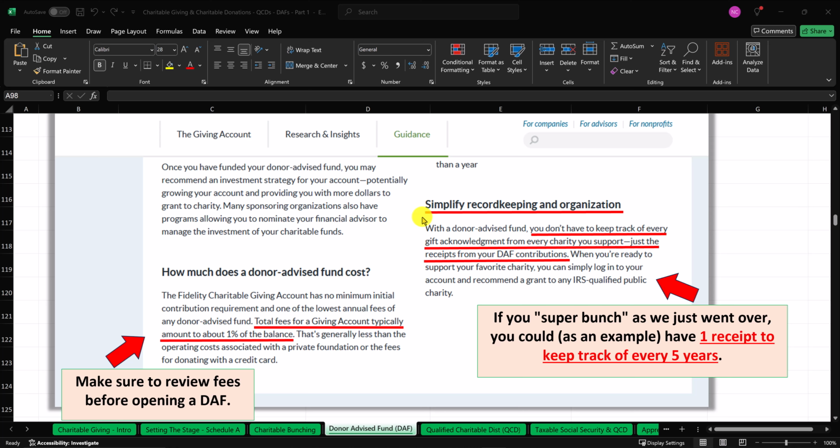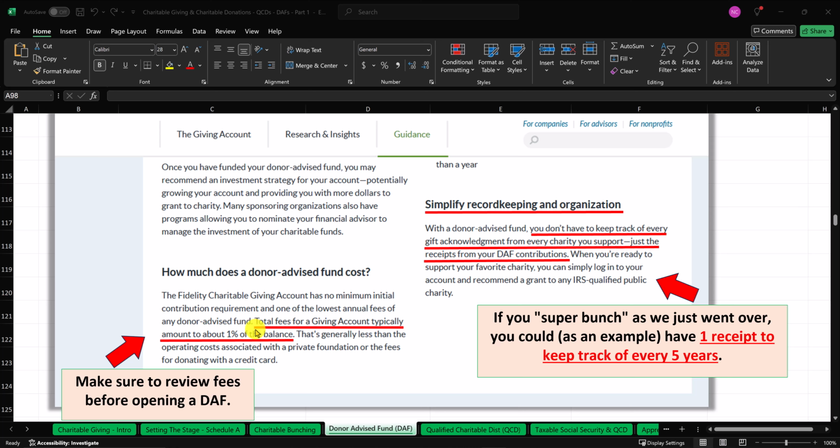Next, let's go over some non-tax benefits of using the donor-advised fund for your charitable giving needs. And one of the biggest ones is going to be right here: simplify record keeping and organization. You don't have to keep track of every gift acknowledgement from every charity you support, just the receipts from your donor-advised fund contributions. So if you super bunch, as we just went over, you could, as an example, have like one receipt to keep track of every 5 years or every 10 years, as opposed to dozens and dozens and dozens of receipts that you may have to keep track of if you are contributing directly to the individual charities.